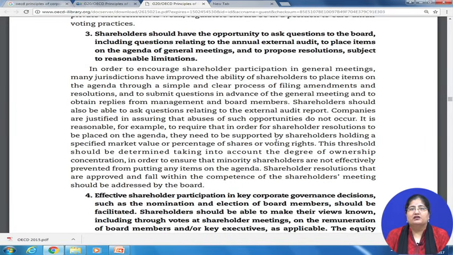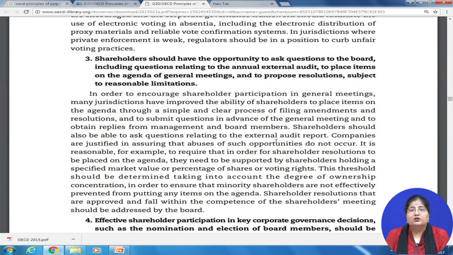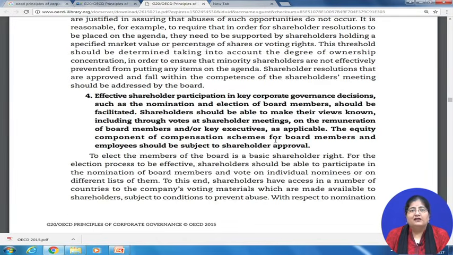Shareholders should have the opportunity to ask questions to the board, including questions relating to the annual external audit, to place items on the agenda of general meetings, and to propose resolutions subject to reasonable limitations. Effective shareholder participation in key corporate governance decisions such as the nomination and election of board members should be facilitated. Shareholders should be able to make their views known, including through votes at shareholder meetings on the remuneration of board members and or key executives as applicable. The equity component of compensation schemes for board members and employees should be subject to shareholder approval.